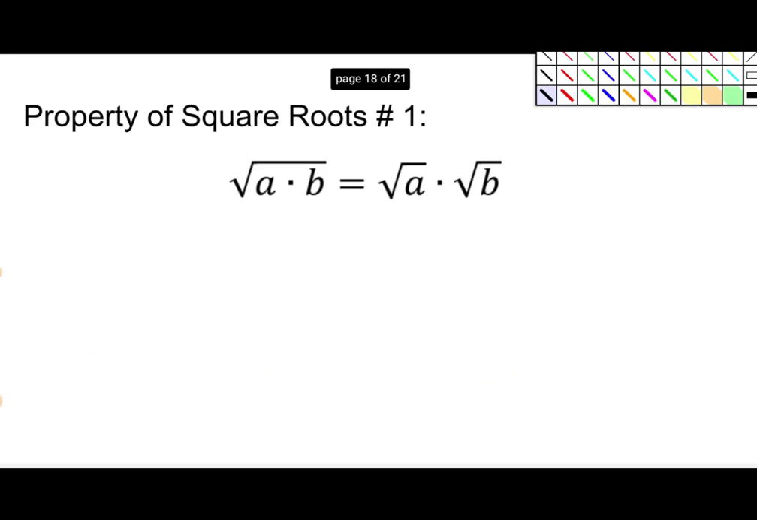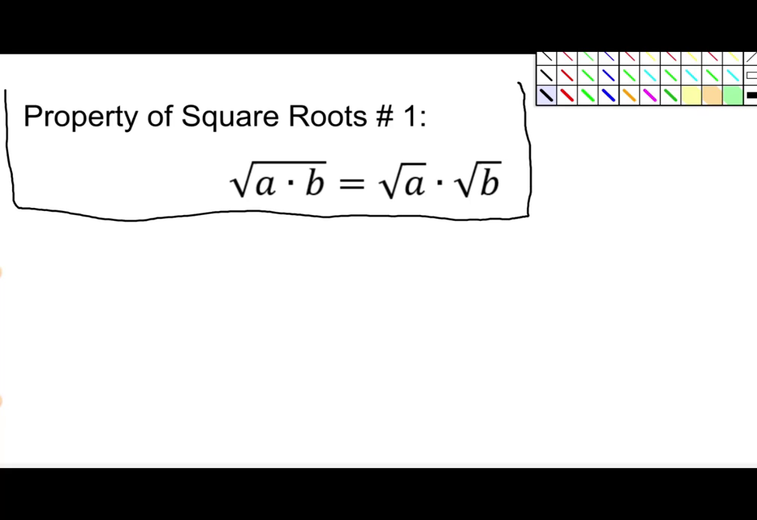I want you to write this into your notebook, so make sure you have this one. This is the property we're using. This is saying what we can do. So when we see our numbers, we can break them apart into factors and write them as 2 separate radicals. All right, so that's the rule that we just used.